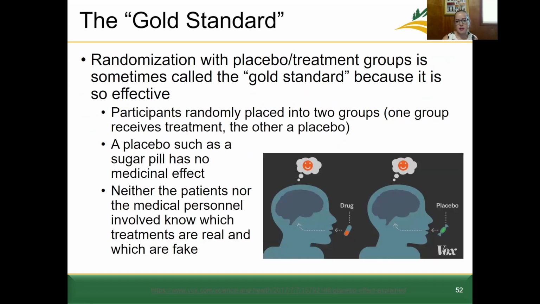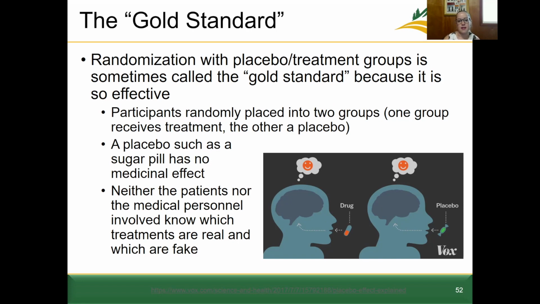This other concept in 1.3 is the gold standard. So you might have heard of this before as sort of a superior way of doing something. So you're following the gold standard. Okay, so in statistics, it's randomization with a placebo or treatment groups, sometimes called the gold standard because it's so effective. So let's talk about this placebo treatment group example.